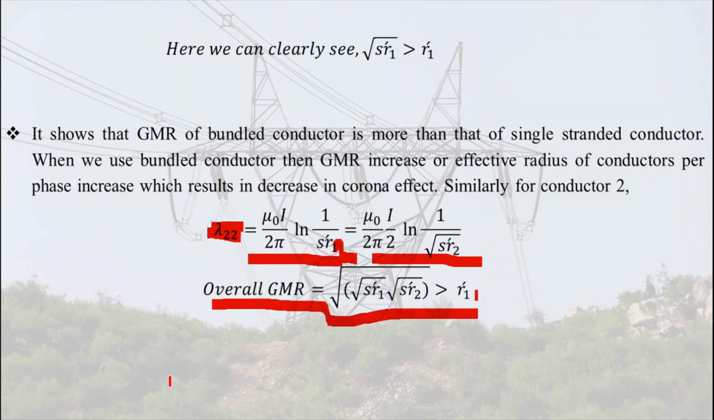So the conclusion is, bundled conductor reduces the corona effect by increasing the GMR, which in turn reduces the electric field.